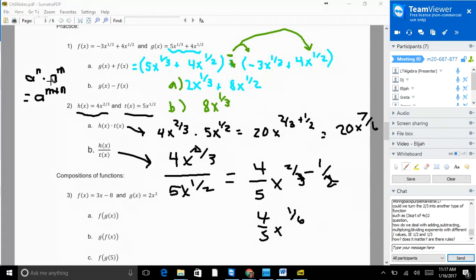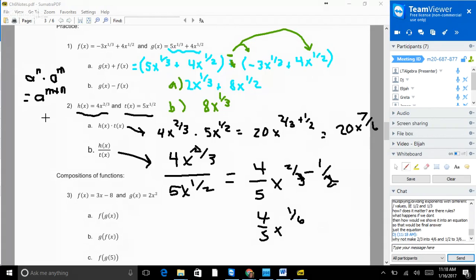So basically, as long as you have the same base, Elijah, if you're multiplying, you add the two exponents together. What happens if you don't? You can't do anything with them. Like if this was x to the 2/3, y to the 1/2, then you can't do anything with that. They have to have the same base. You just leave it like it is. Yep, so that would be the final answer. You couldn't combine the x and the y's.